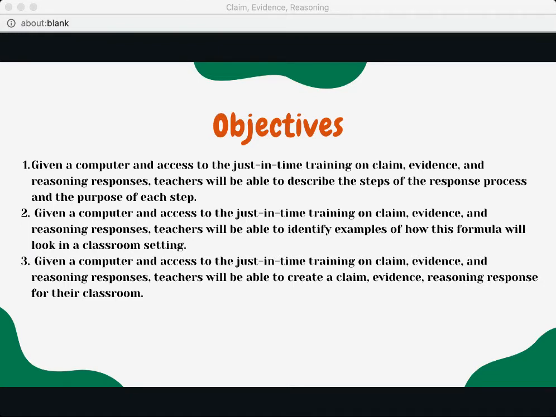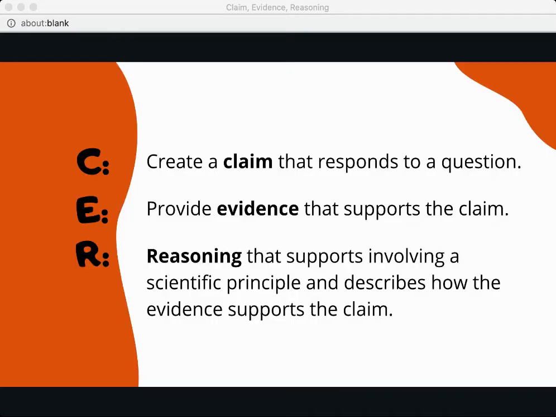Objective number 2, given a computer and access to the just-in-time training on claim, evidence, and reasoning responses, teachers will be able to identify examples of how this formula will look in a classroom setting. Lastly, objective number 3, given a computer and access to the just-in-time training on claim, evidence, and reasoning responses, teachers will be able to create a claim, evidence, reasoning response for their classroom.